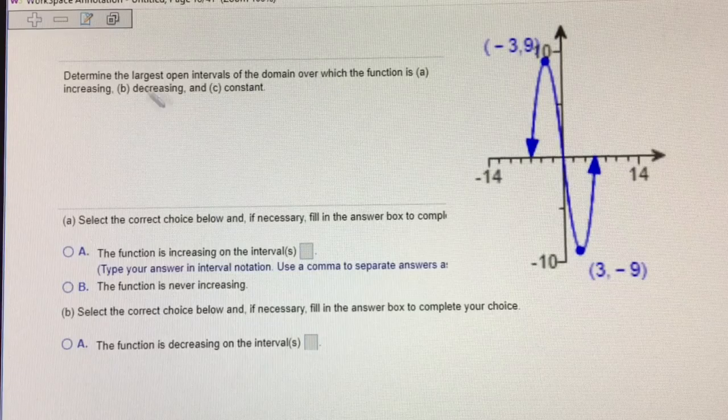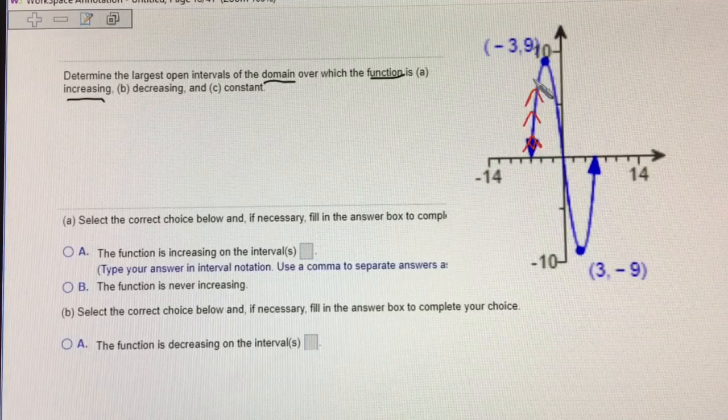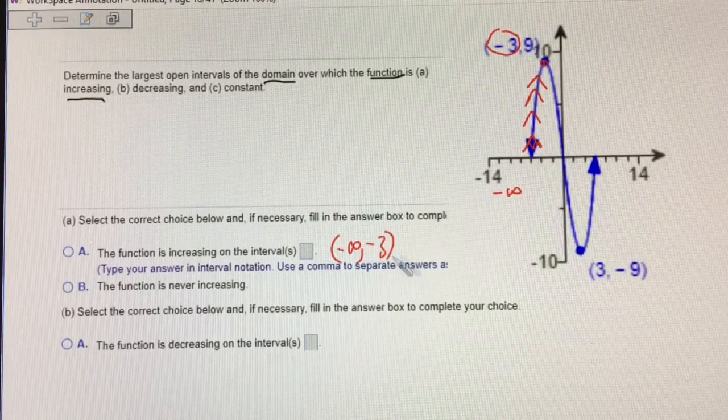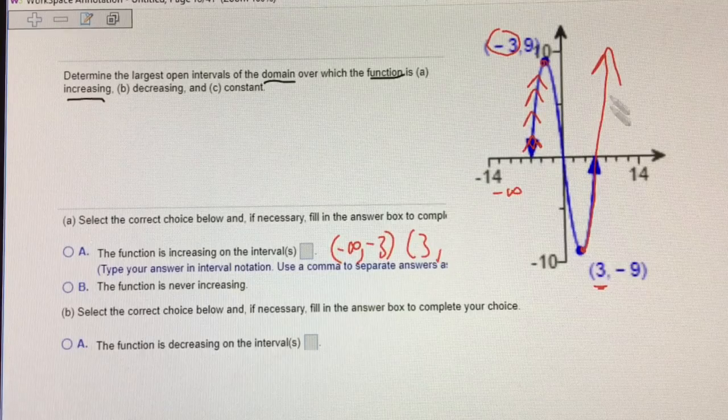Good. All right. The function is going up, increasing. So notice, this is a fake arrow. Those arrows actually point to the right. So it's increasing from negative infinity all the way up to negative 3. But whoop, it starts to increase again on this portion. So it starts to increase again at 3 to positive infinity.